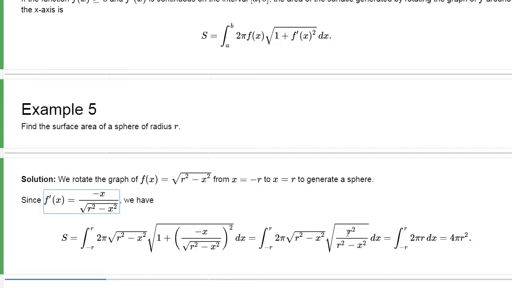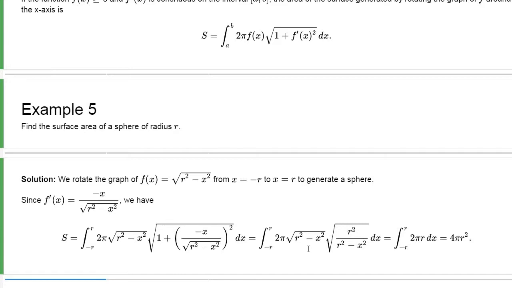Where did this r come from? Sorry, I saw this x here and I was expecting x squared and then I saw r squared. That's because I added the 1. You had to combine these two fractions, and that's why I was messing myself up. I skipped a step here. You square this, you get x squared over r squared minus x squared. And then when you find the common denominator, which is r squared minus x squared, the x's cancel out and you're left with r squared. Sorry about that. I skipped a step and tricked myself.